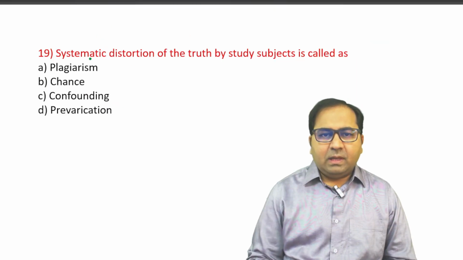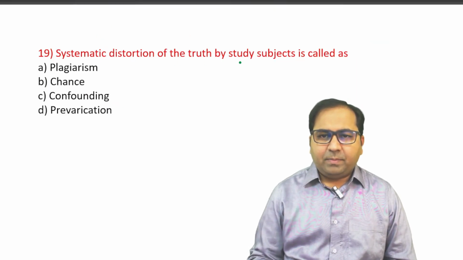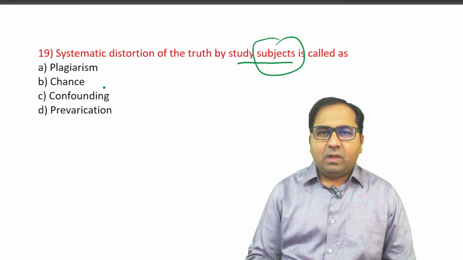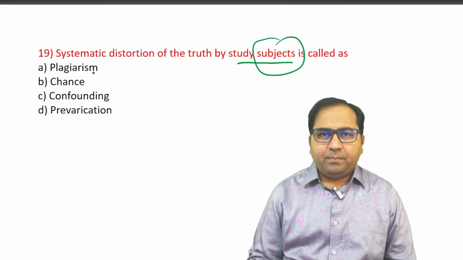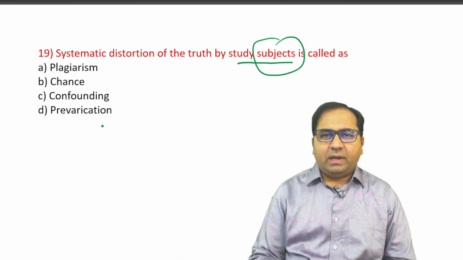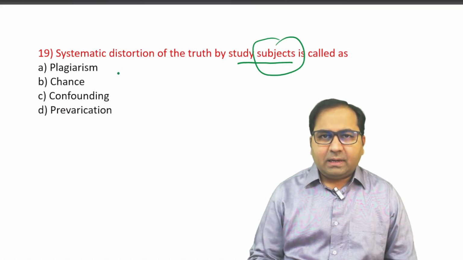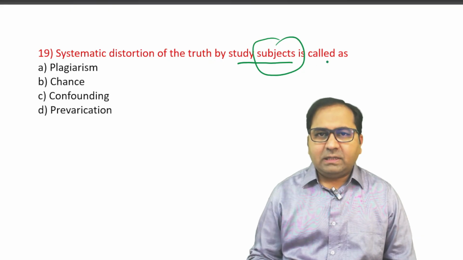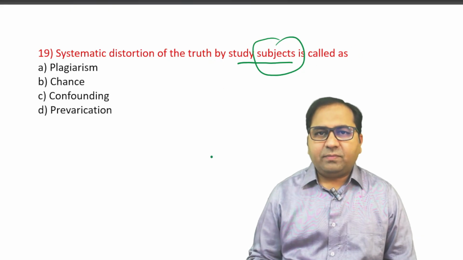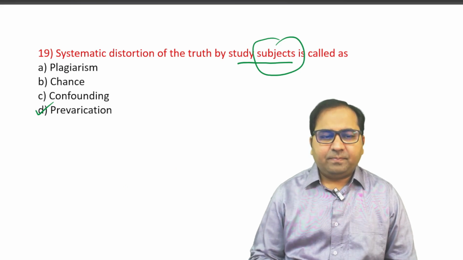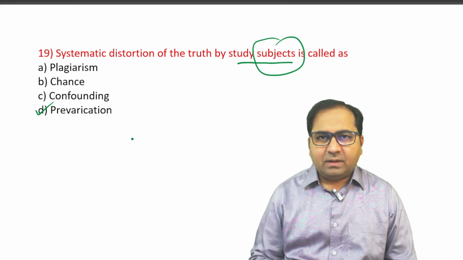Next question. Systematic distortion of the truth by study objectives or study subjects is called what? Options are A. Plagiarism, B. Chance, C. Confounding, or D. Prevarication. What is systematic distortion of the truth by a study subject itself? So the answer for this question is D. Prevarication. Please remember the answer. It is the definition for prevarication.